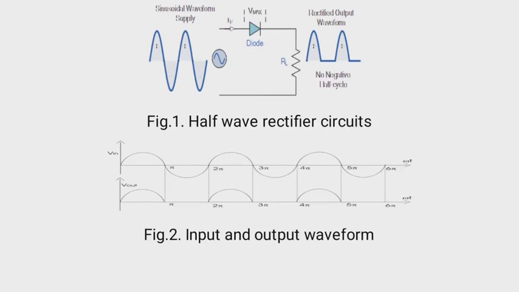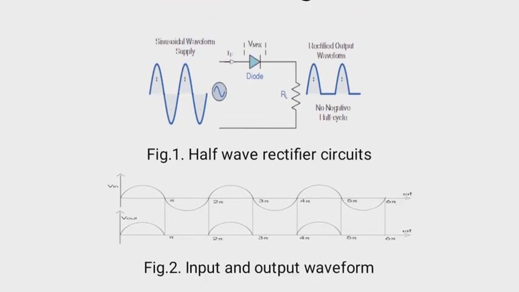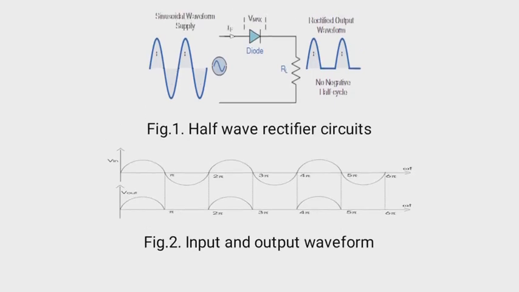Again, when the positive half cycle comes, suppose in this diagram the 2 pi to 3 pi range, the diode will again be in its conducting state, and this entire procedure will keep repeating.